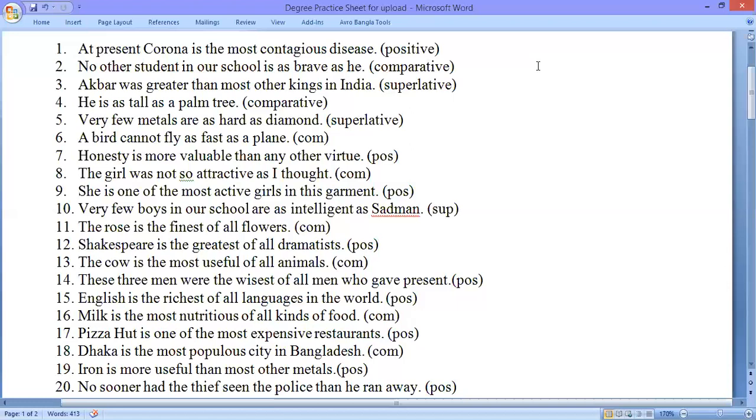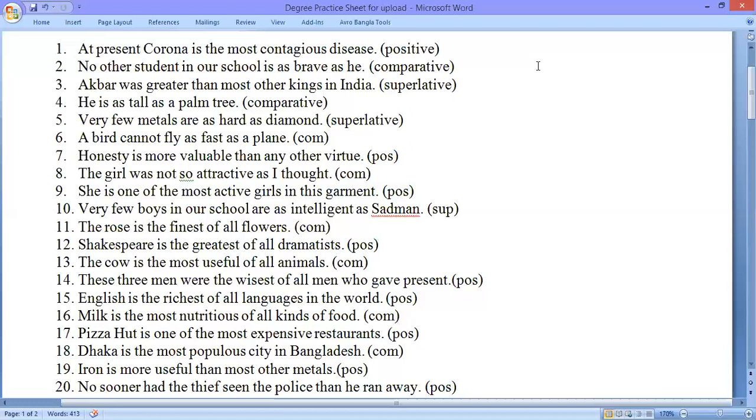I think you are right in thinking so. This is question number 11. The question is, the rose is the finest of all flowers. We have to make this comparative. The comparative form is, the rose is finer than all other flowers. I'm repeating, the rose is finer than all other flowers. We need to remember that when there is of all in superlative form, and if we want to make this comparative, we shall have to use than all other.